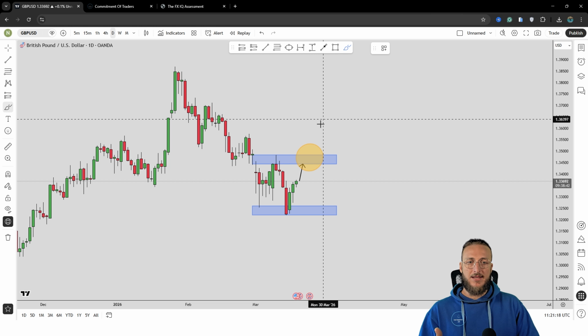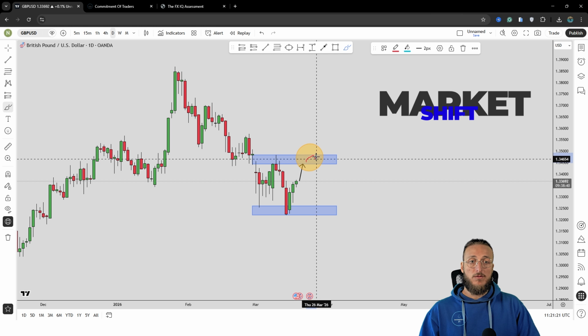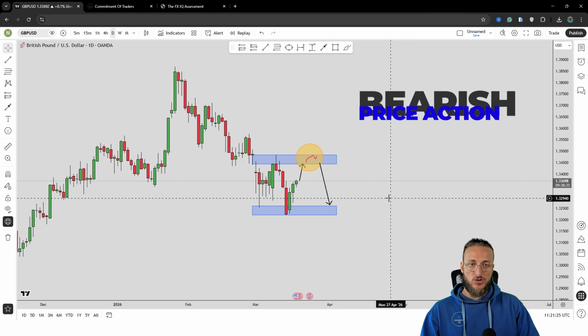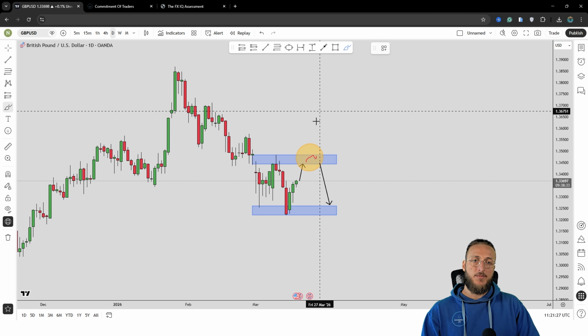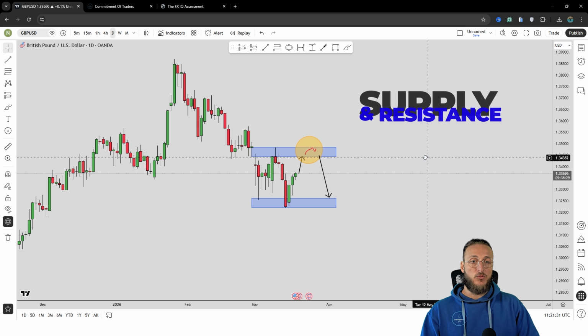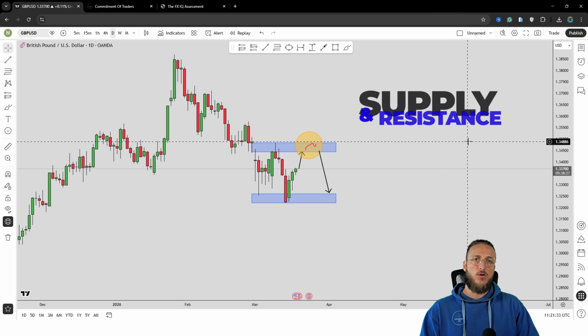Therefore, what I would expect is that if this market would shift from an intraday bullish to bearish market, I wouldn't be surprised to see a potential rejection lower away from this area for the market to reject this very strong daily supply and resistance zone. That definitely wouldn't surprise me.